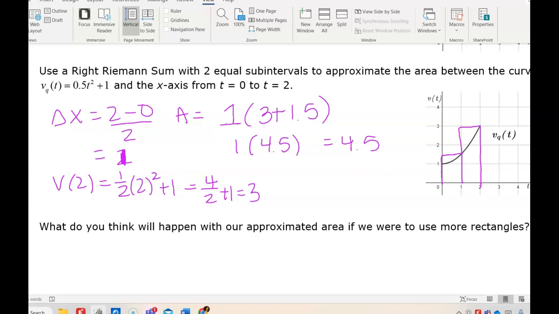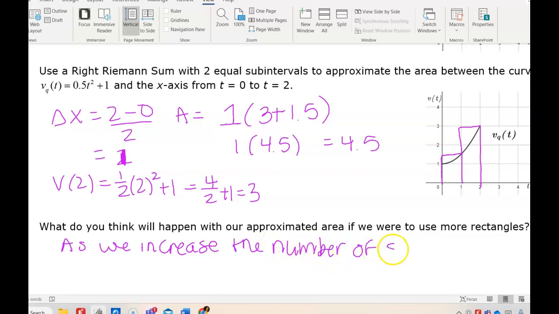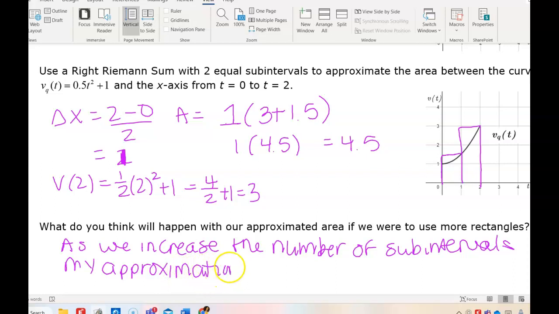Better. So the greater your n, so as we increase the number of subintervals, my approximations would get better. So increase and better approximations.